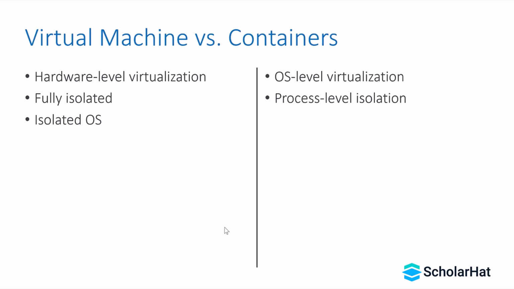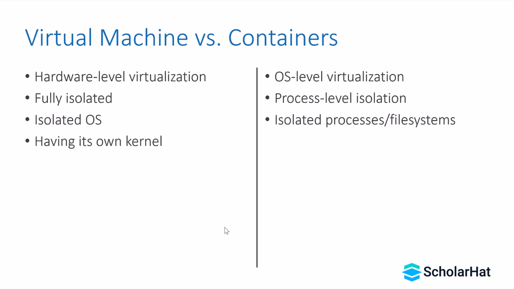The VM also has an isolated operating system. The containers do not have an isolated operating system. They are isolated processes. They have isolated file systems, so whatever files are used by a container are isolated from other containers' files. The virtual machine has its own kernel, but containers use the host machine kernel.